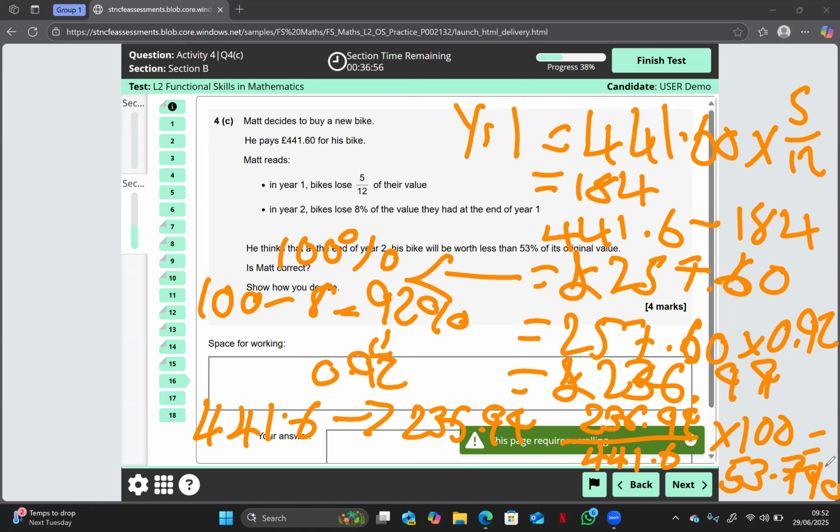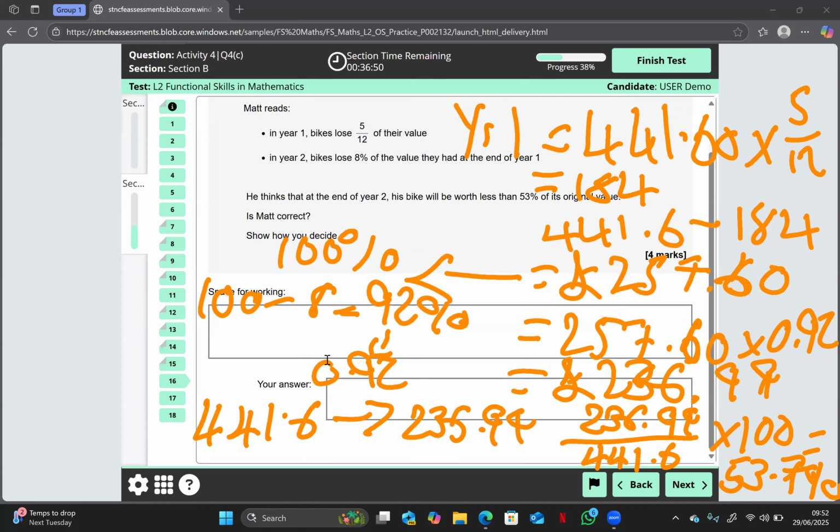So that's to work out the percentage, 53.7%, which is greater than 53%.